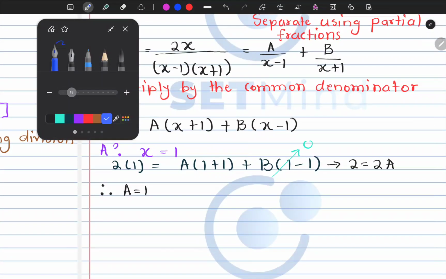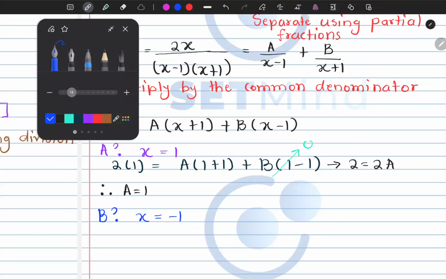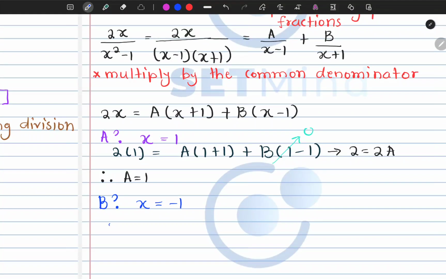Now let's go for our b. If we're looking for our b, you should by now, from the many problems we did, see that you should make x negative 1. And when you make x negative 1, you'll have 2 into negative 1 equals a into negative 1 plus 1, then plus b into negative 1 minus 1.